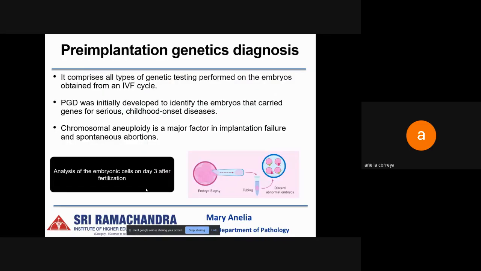Another alternative technique, which is done for patients who are having repeated pregnancy loss and who are opting for in vitro fertilization, is pre-implantation genetic diagnosis. Generally these cells are taken and we analyze for serious childhood onset diseases or any chromosomal aneuploidy, which is a major factor for implantation failure and spontaneous abortion.